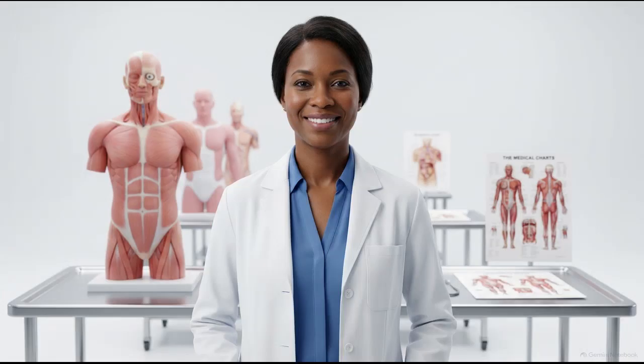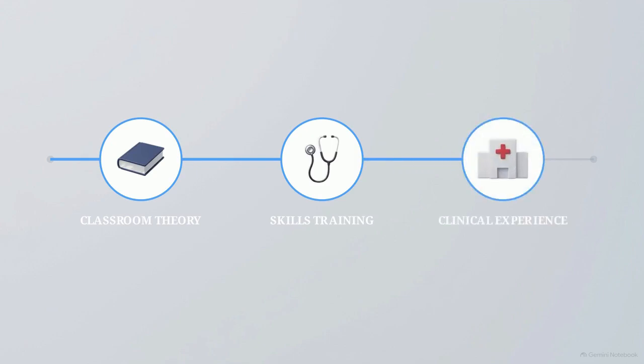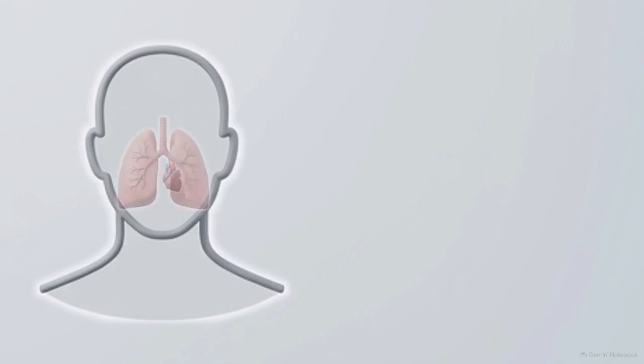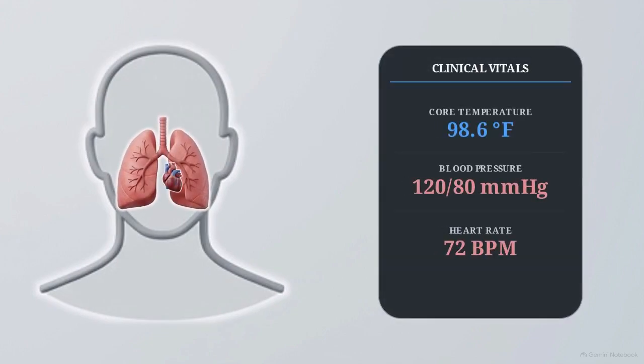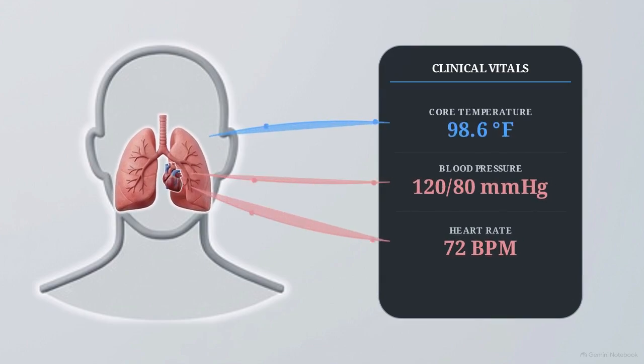I'm your instructor, Anita Johnson, and I will be guiding you through the foundational theory that underpins your practical certification. Our roadmap is straightforward. We start with foundational classroom theory, progress to patient care skills training, and finally bridge into hands-on clinical experience. The core objective of this specific module is to connect what happens inside the body with what you can measure on the outside. We are bridging the gap between internal structural biology and external clinical observations.